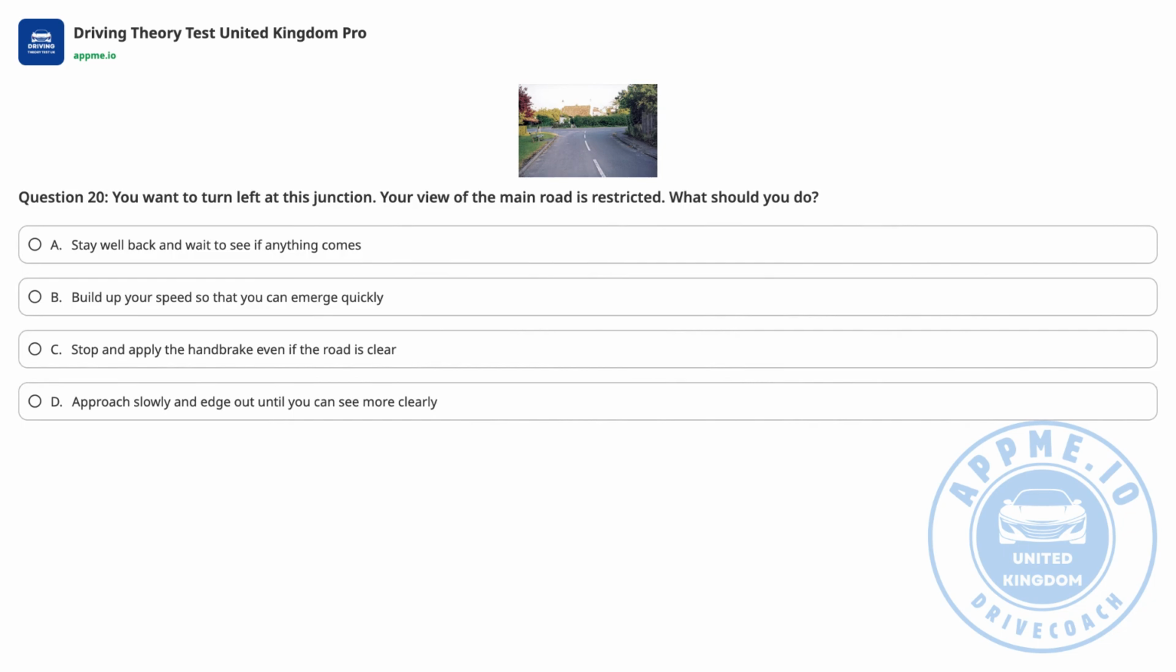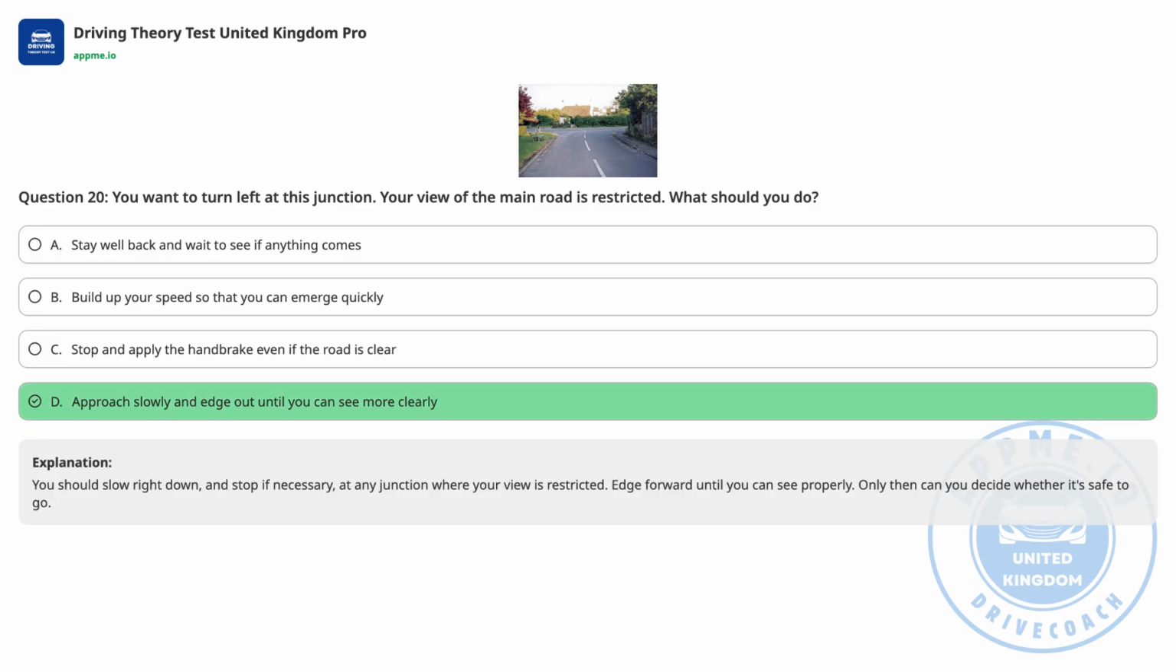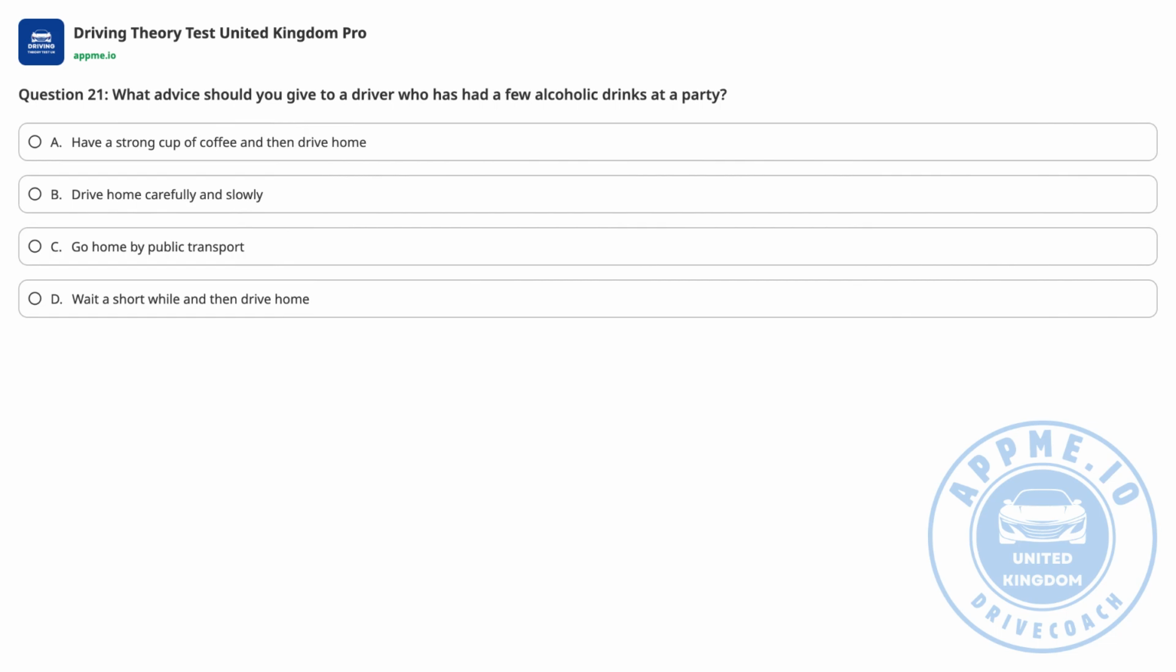C. Stop and apply the handbrake even if the road is clear. D. Approach slowly and edge out until you can see more clearly. The correct answer is D. Question 21. What advice should you give to a driver who has had a few alcoholic drinks at a party?